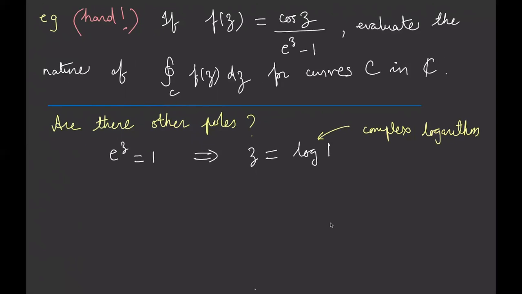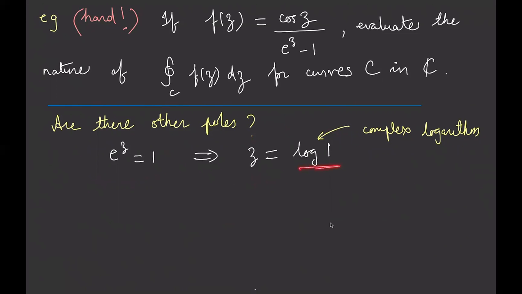Okay, but are we done? Are there any other poles? It's not really clear at all. It turns out that there are, and the reason for that is the complex logarithm, which is the function that really adds to the richness of complex analysis. The logarithm has branch cuts, and you've got this 2 pi i ambiguity whenever you're defining a complex logarithm, so you have to choose a principal branch and so on. Anyway, e to the z equals 1 means that z is equal to the log of 1.